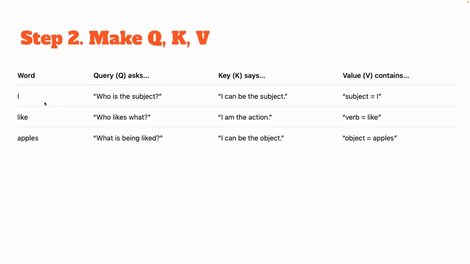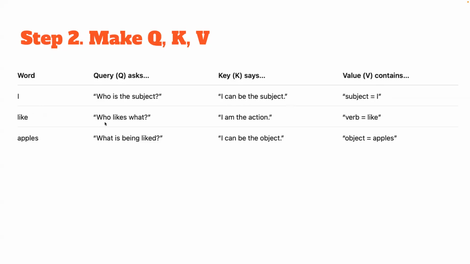So look at this here. "I like apples." For "I," the query is: who is the subject? That's the question I want to know. Since it's just "I," who is the real subject, right? And then the information I can offer is that I can be the subject. And the value will be the "I" itself.